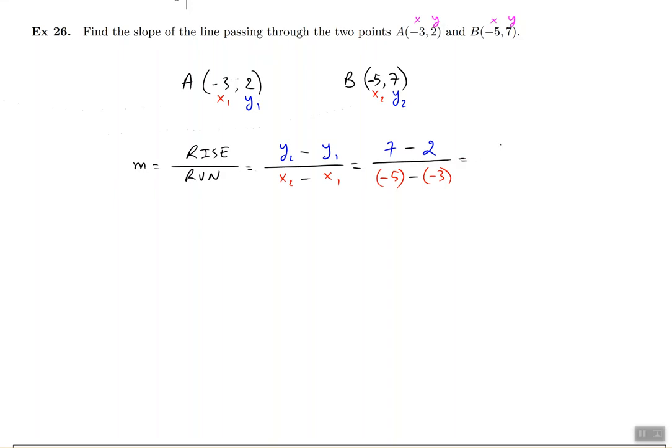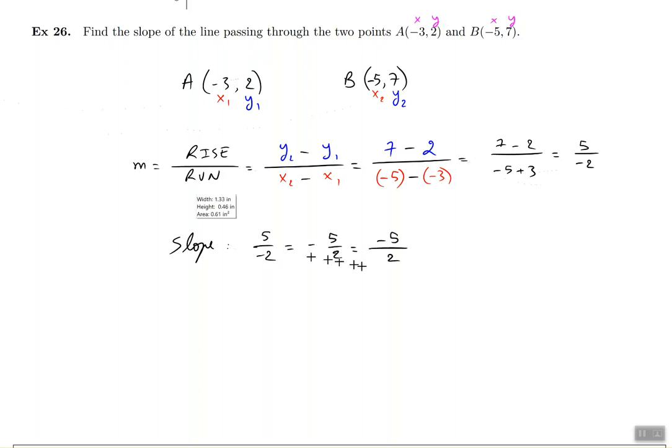So let's clean this up a little bit. 7 minus 2 on top and -5 plus 3 on the bottom. So this is going to be 5 divided by -2. So the slope of the line is 5 over -2, which is also known as -5 over 2, which is also known as -5 all divided by 2. It doesn't matter how you write it, any one of these three things is perfectly acceptable.